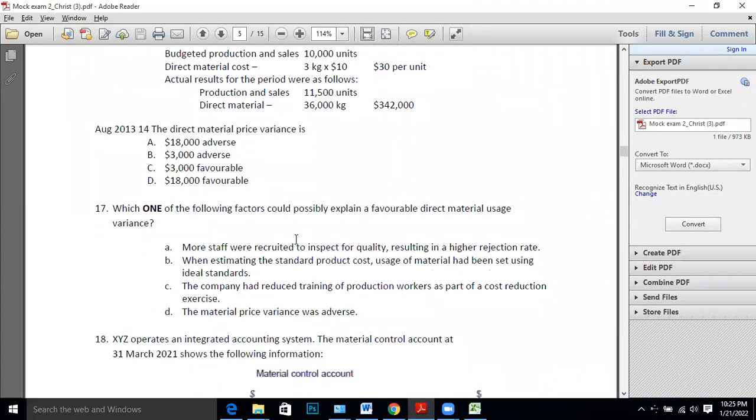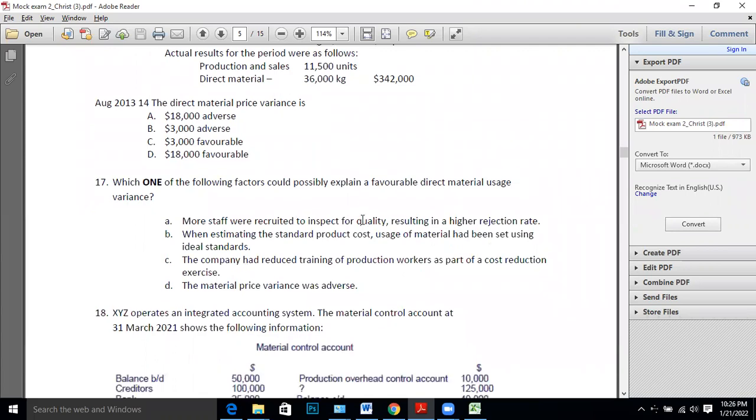Question number 17. Which one of the following factors could possibly explain a favorable material usage variance? Favorable usage variance means the material consumption had been less than what we expected. The possible reasons, before we look at the answers: laborers could have been more skilled so they don't waste materials, or you have bought better quality material, or better working conditions. Let's see the answers. A: more staff were recruited to inspect quality, resulting in a higher rejection rate. No, a higher rejection rate will have more units to rework, and more units to rework means more material consumption, which means the material usage variance will be adverse.